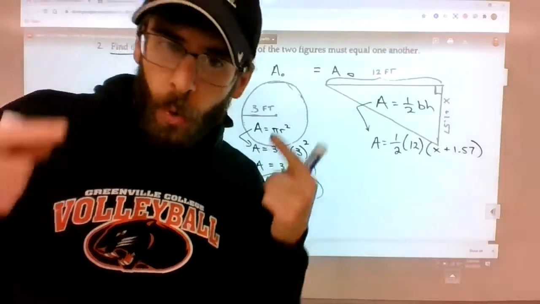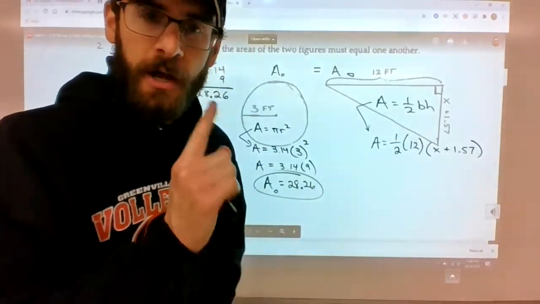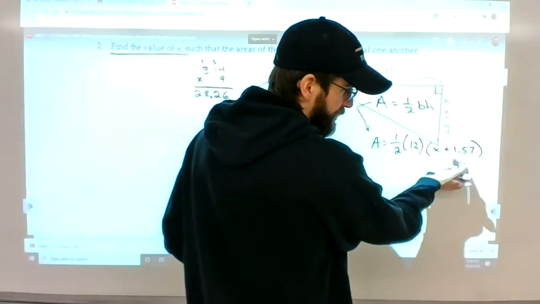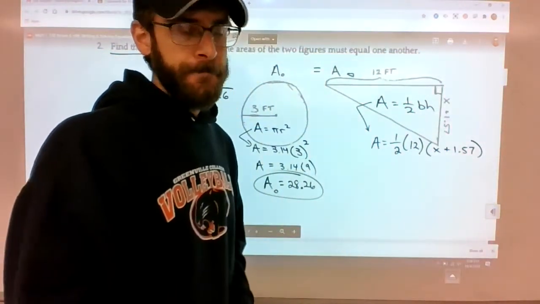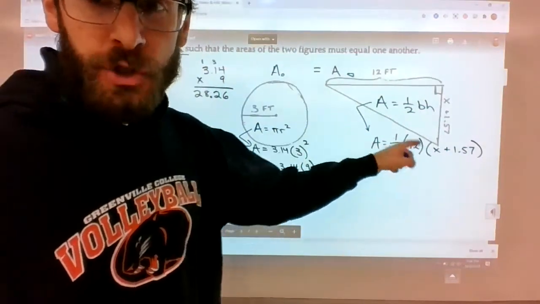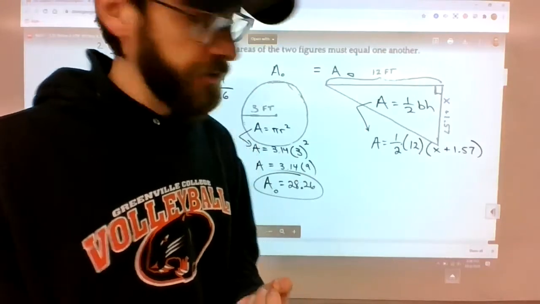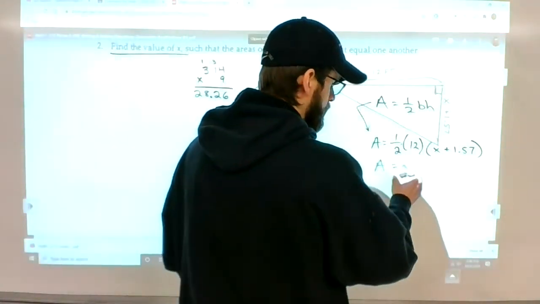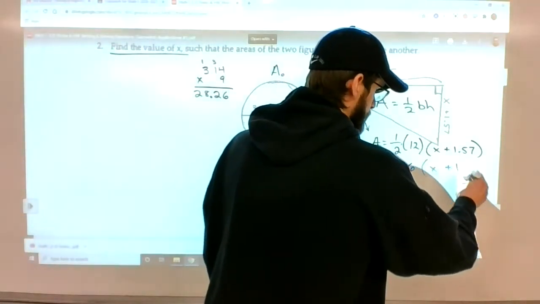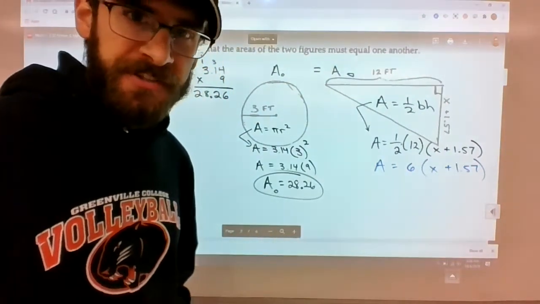All right, so if you're thinking order of operations says get rid of the parentheses first or try to work inside the parentheses, recognize one thing. You cannot add x plus 1.57. Also, you have to look at half times 12 before you can distribute it. So just do the half times 12 first. Should be 6. Half of 12 is 6.